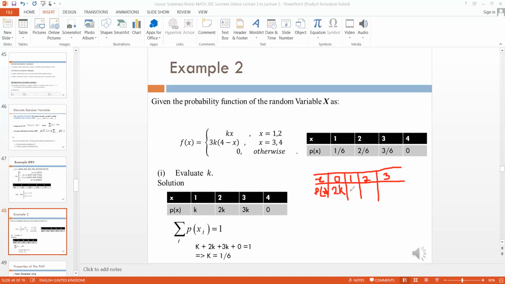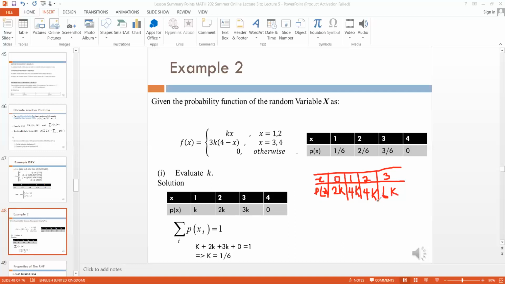In the one column is 4k. And 2 will be 4k. And 3 will be 6k.